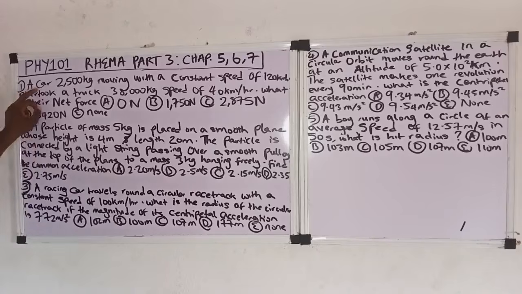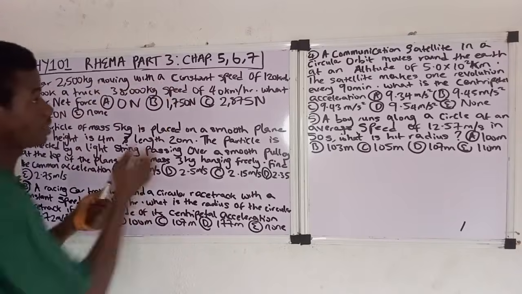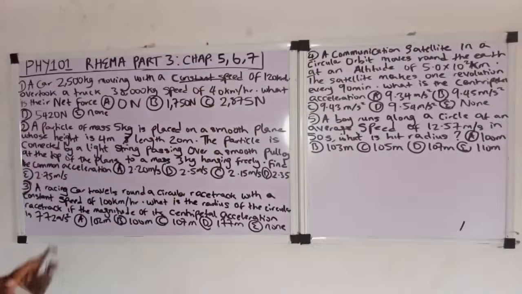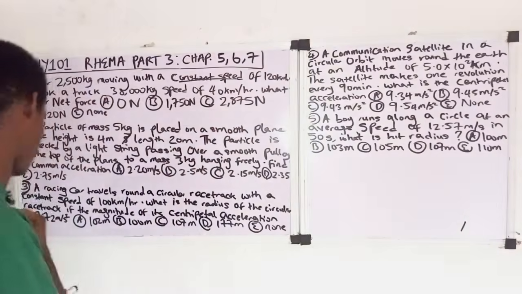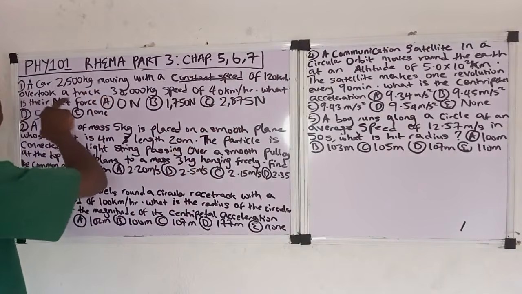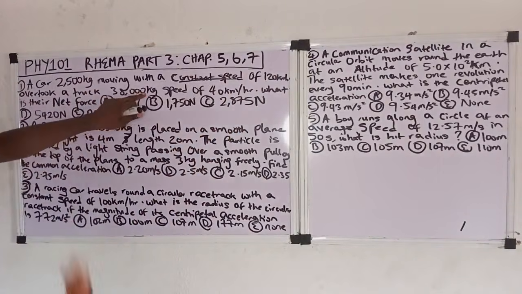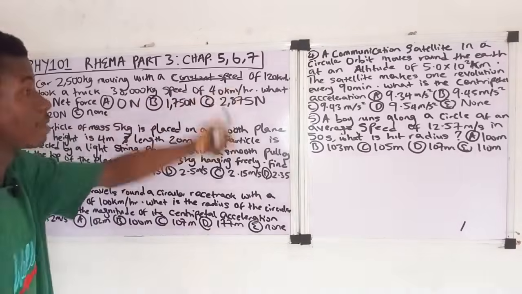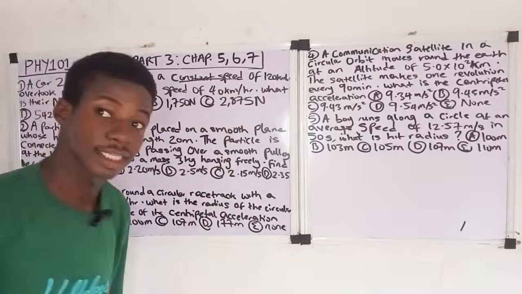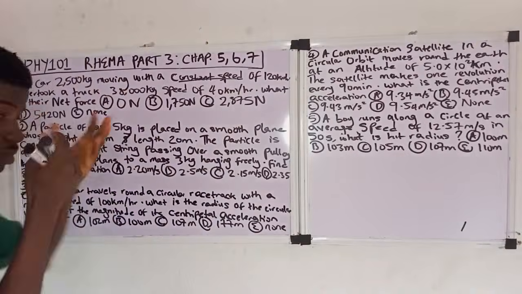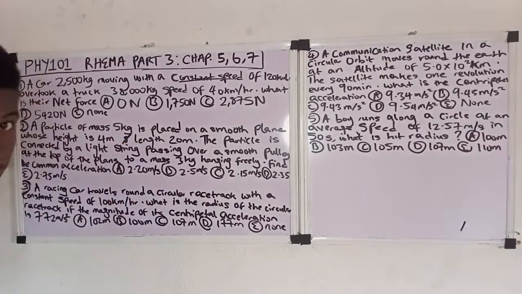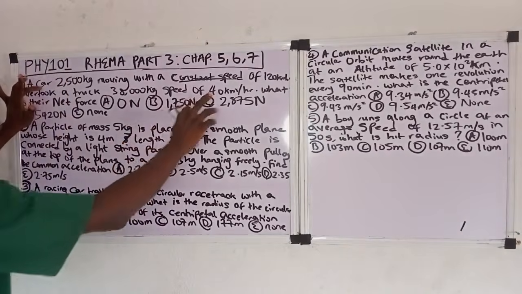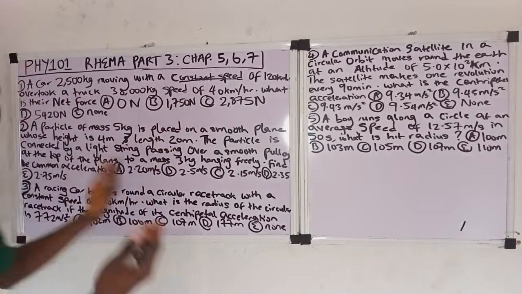They said a car of mass 2500 kg moving with a constant speed of 120 kilometer per hour overtook a truck of 38,000 kg at a speed of 40 kilometer per hour. What is their net force? In this question, they're asking us to look for the net force of the car and the truck.